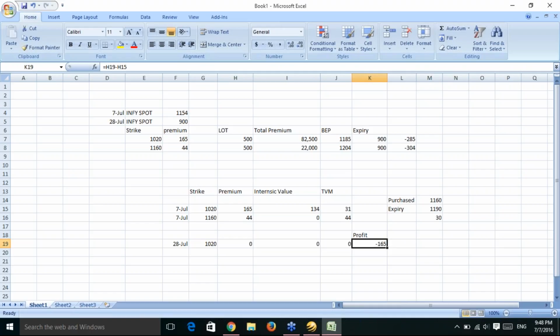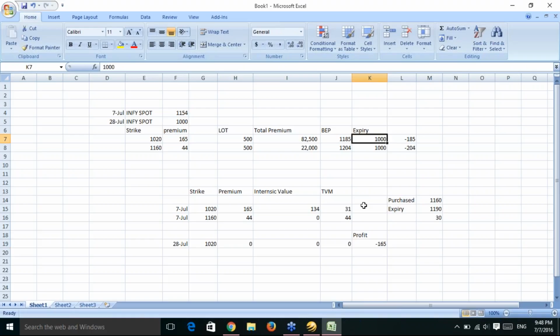So getting my point? What happens if the price goes to 900, or let's say even 1000? In both situations, wherever it goes, 200, 300, anywhere, the intrinsic value will be 0, because intrinsic value cannot go negative if the price falls below 1020. So intrinsic value is 0, time value is 0, so the premium received from selling the contract would be 0. At the time of buying you paid 165, at the time of selling you receive 0 premium, so your total loss will be 165, not more than that.